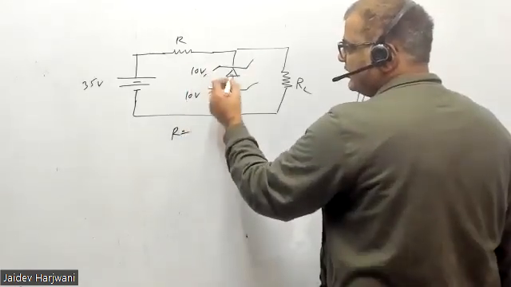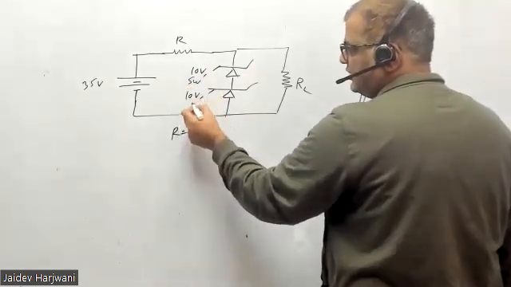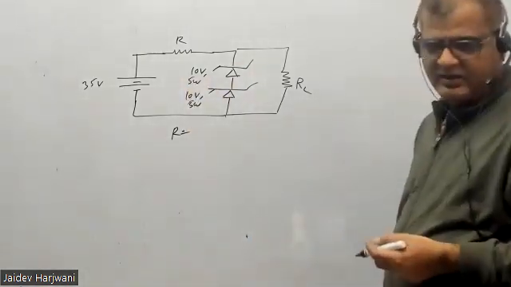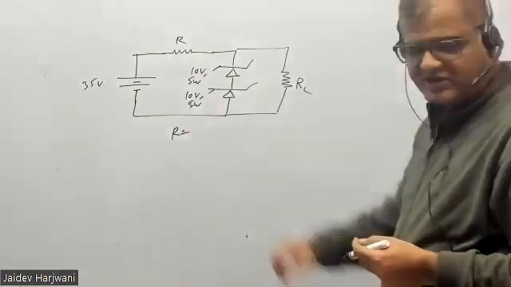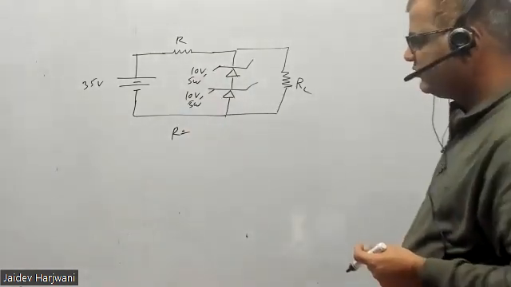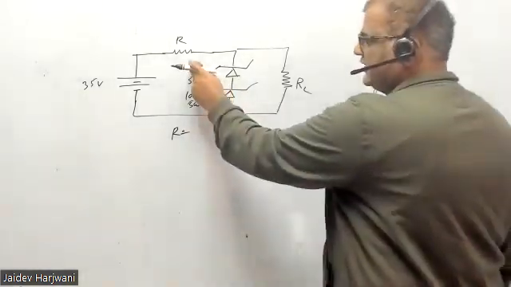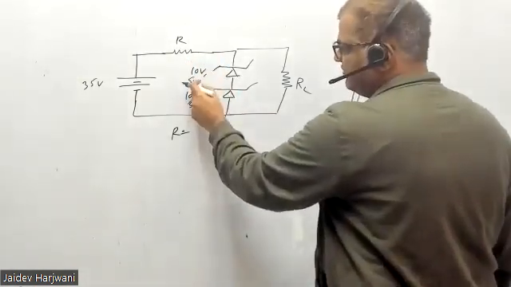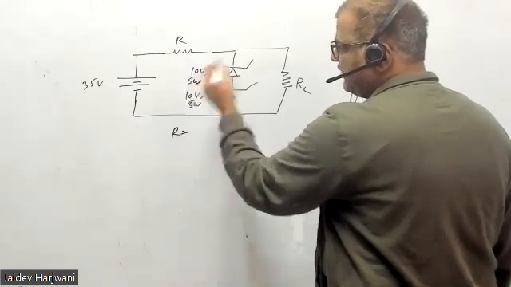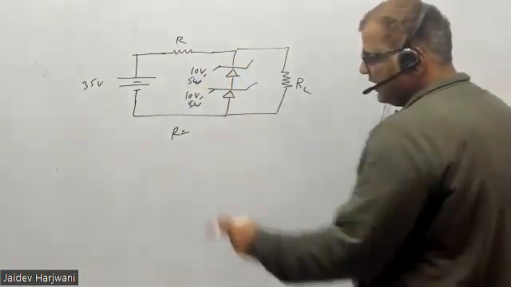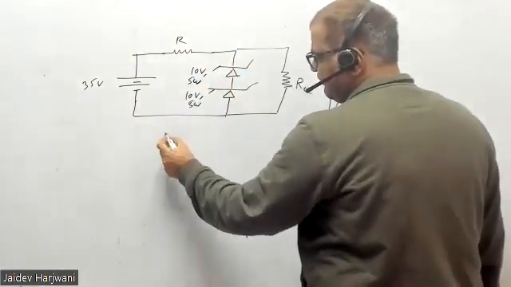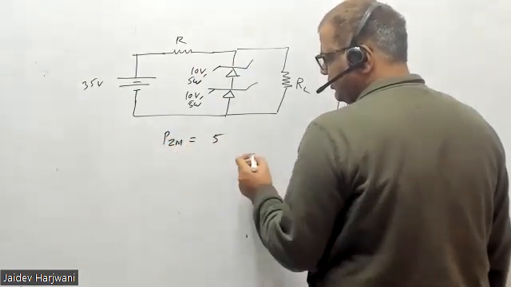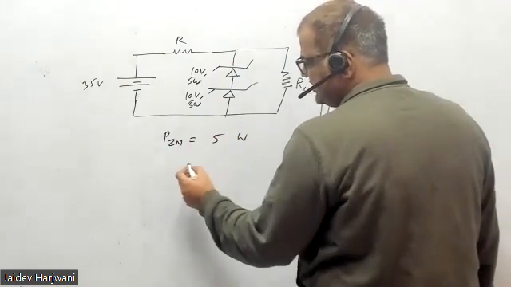And each diode rating is 5 watt. You cannot flow power greater than 5 watt. This is a maximum value. This is a rated value. So VZ is the rated value of voltage, there's a Zener voltage, and the 5 watt is the rated value of power. So I can find PZ max, which is given, that is 5 watt.